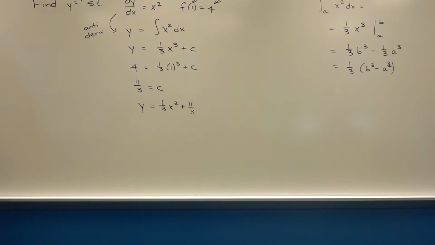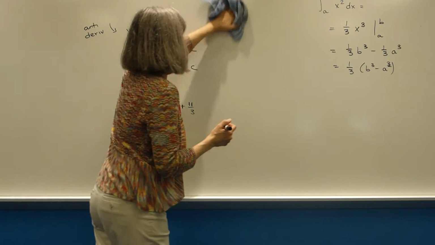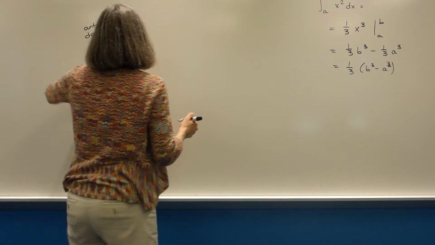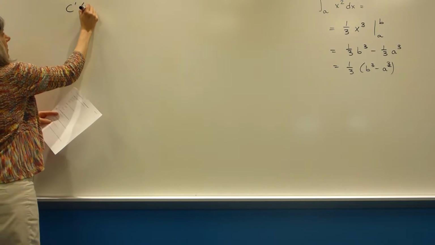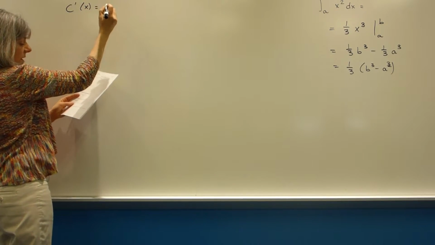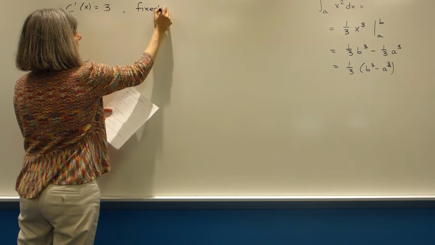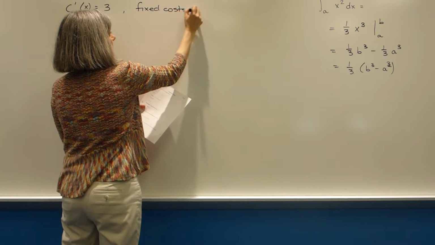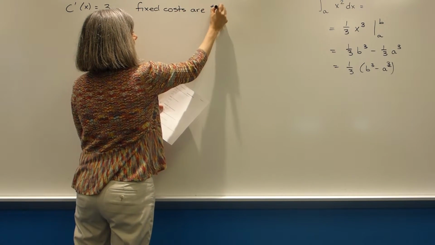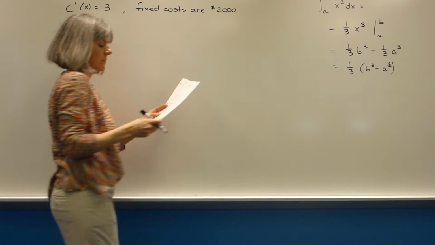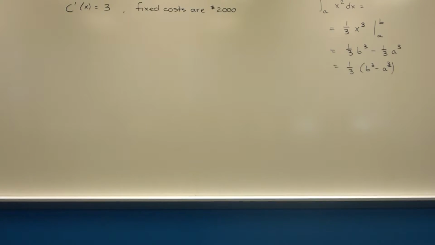All right, and then let's look at this last one. Find the total cost function. Work on that one. I'll write it up while you guys get started. Find the total cost function if the marginal cost function c prime of x is 3. And then I want to talk a little bit about word problem language.